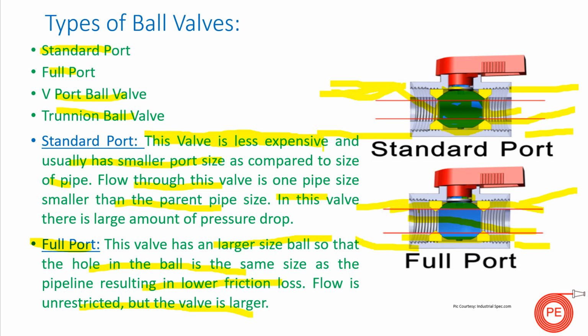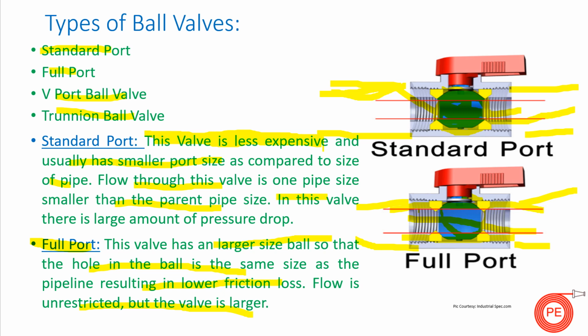As the size of the ball is similar to the size of the pipe, these valves generally have a larger size, and their applications are in those services, those operations where if pressure loss is there in the valve, the pressure loss may hamper my system. So generally these valves are very expensive also, because the valve size is big, and where space constraint is not an issue, we generally go for these valves. For high pressure and high temperature lines, full port valves are one of the first prioritized valves used.